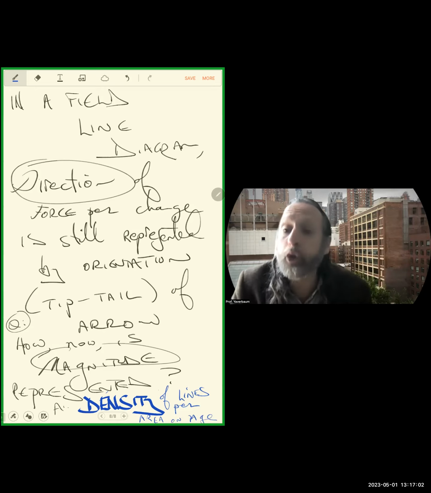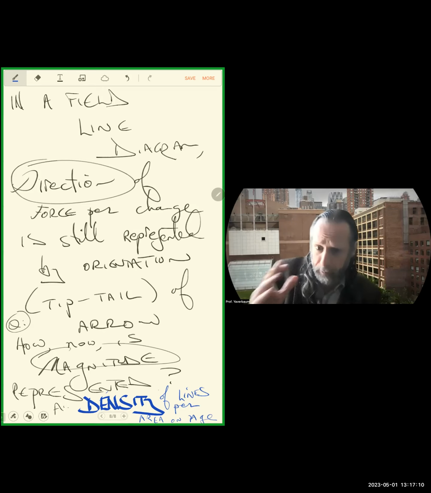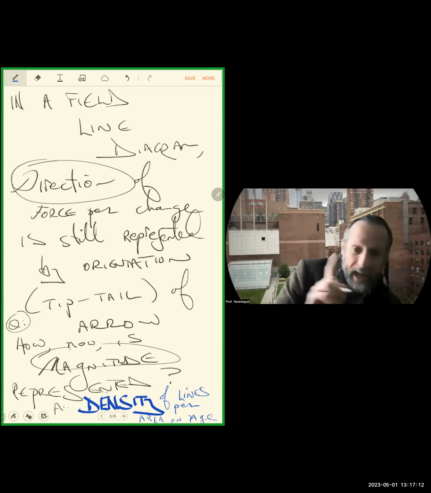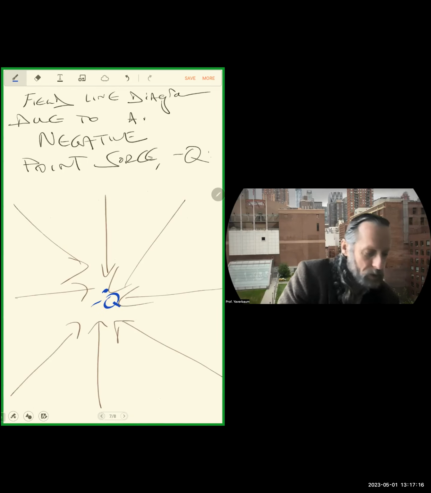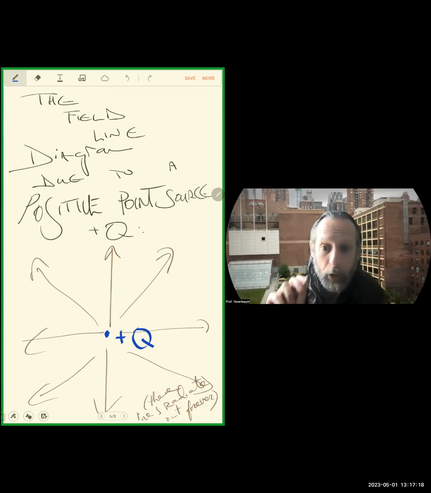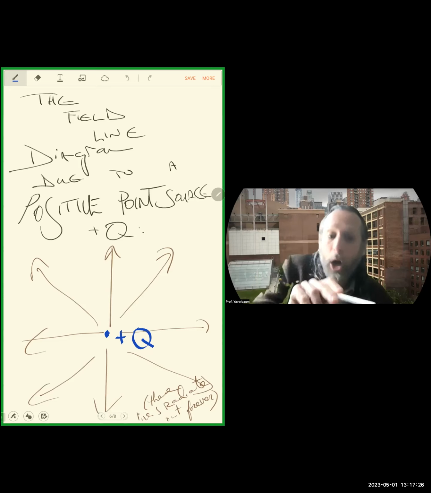The answer is that the closer the arrows are now, the closer the lines are now, the stronger the field is in a particular region of space. So the answer is density. If you look back at either of these pictures, you notice that close to the charge, we don't have longer arrows anymore, but we do have arrows that are closer. We have lines that are closer. Close to the charge, the arrows are fairly dense.